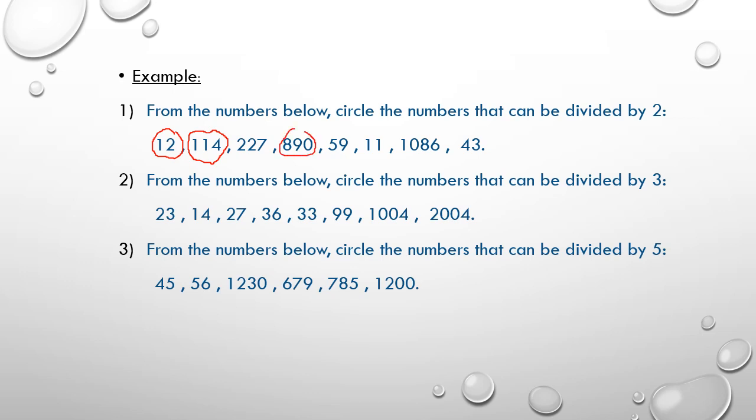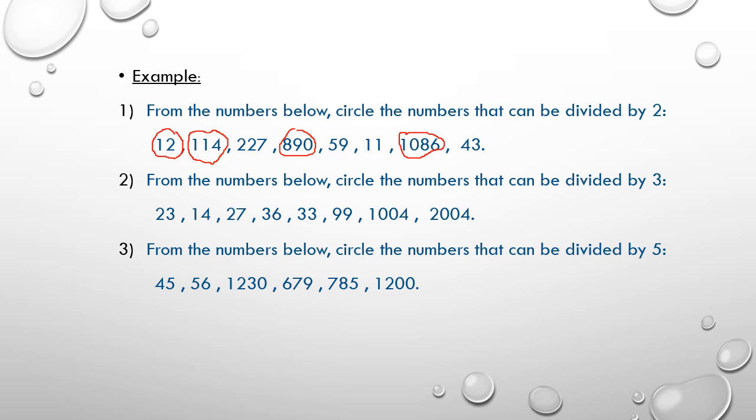890 can be divided by 2. 59 ending in 9, or the one's digit is 9, so we can't divide it by 2. 11 also. 1086 ending in 6, so it can be divided by 2. 43 no.